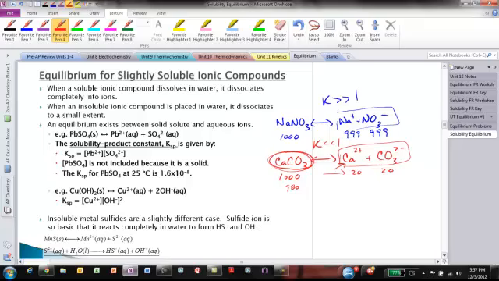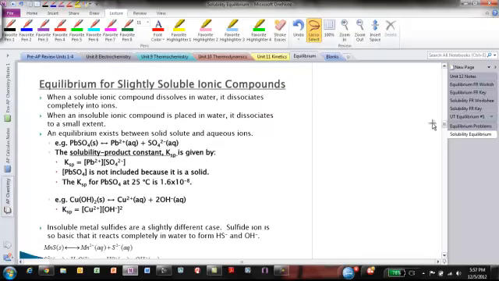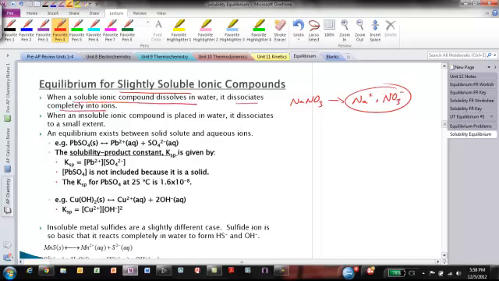So the equilibrium for this is called solubility product. Okay, and I'll show you why it's got that product in there. But solubility means you're dealing with slightly soluble compounds. Okay, we don't mess with the ones that are completely soluble, like NaNO3, because most of them are going to be over here, and we already know that we should expect those to be there. So when a soluble ionic compound dissolves, it goes pretty much completely into ions, and so we just know that they're there. But when an insoluble one is there, it does dissociate a small amount, so we want to figure out how much. So an equilibrium exists between the solid and the aqueous ions. It goes back and forth.